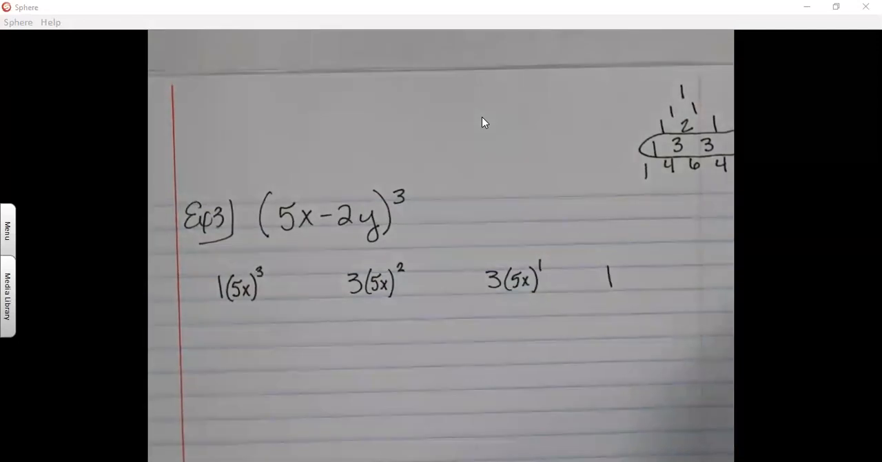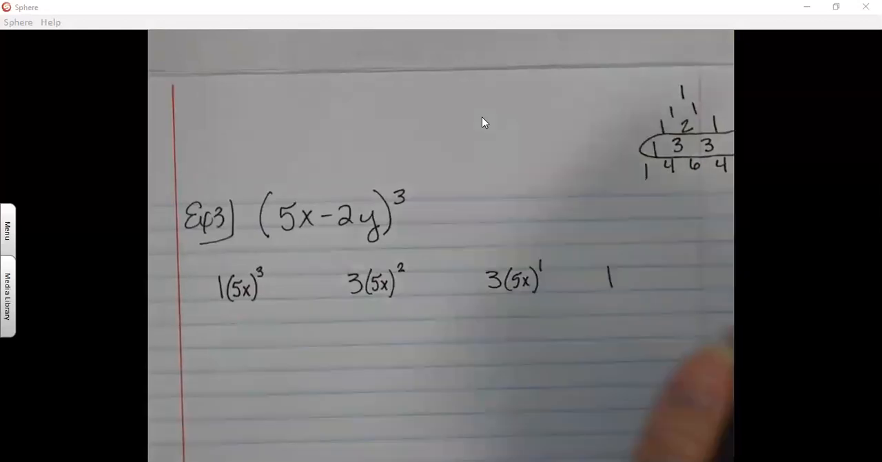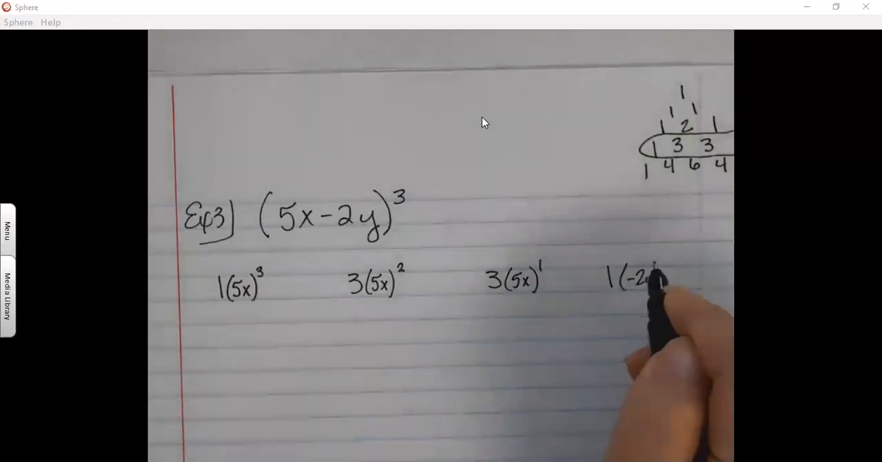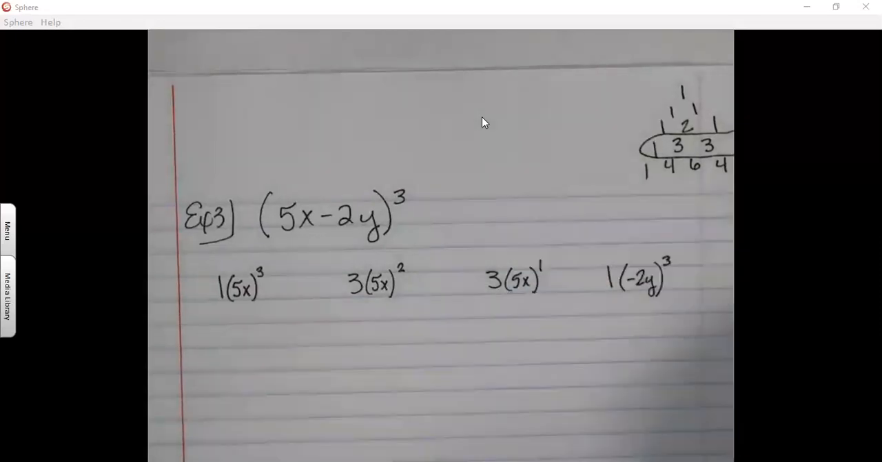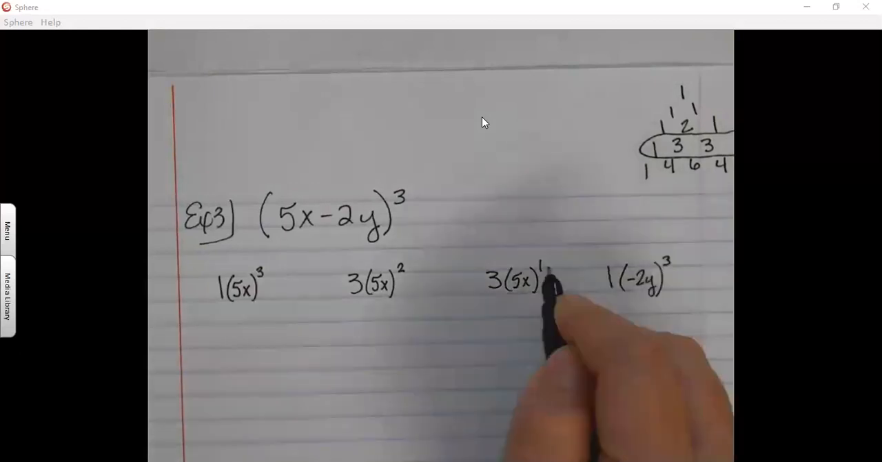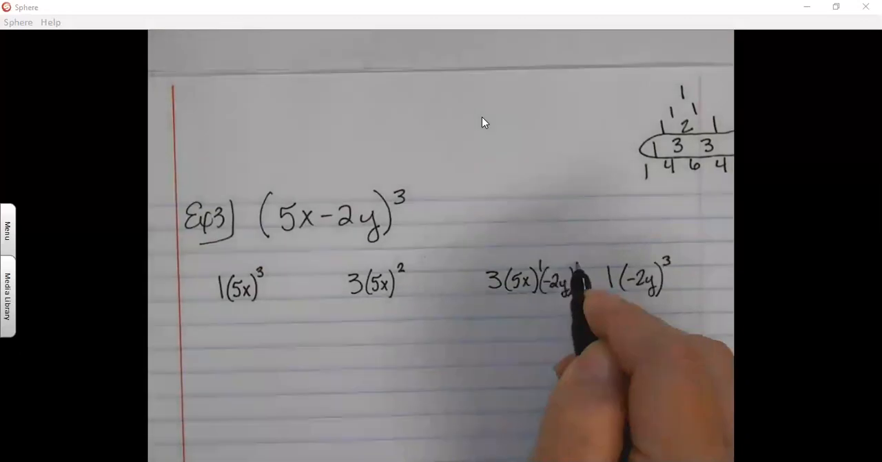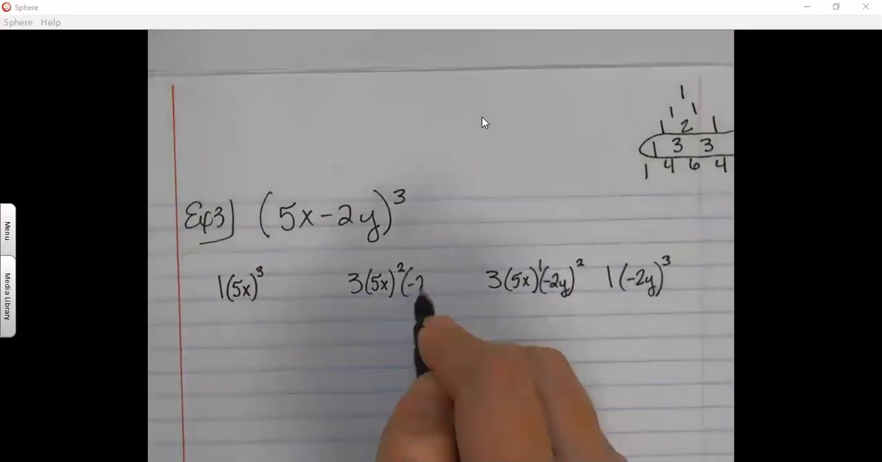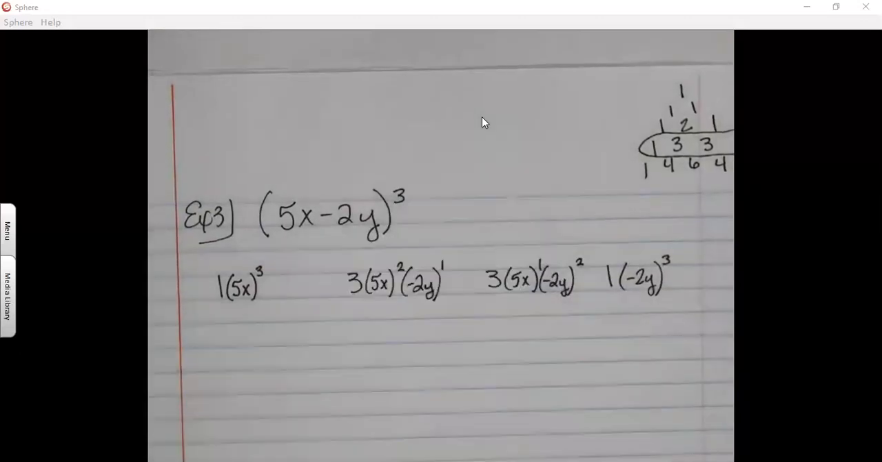Y'all cool with that? Then we start with the 2y, and it's not 2y, it's negative 2y. On the last two examples, everything was positive, so we really didn't have to worry about the sign. But my last term is negative 2y. So when I put that on the end, negative 2y quantity cubed. And then go to your left, reducing the exponent one at a time. So this is negative 2y squared. Negative 2y to the first. And then there's no negative 2y on the first term.